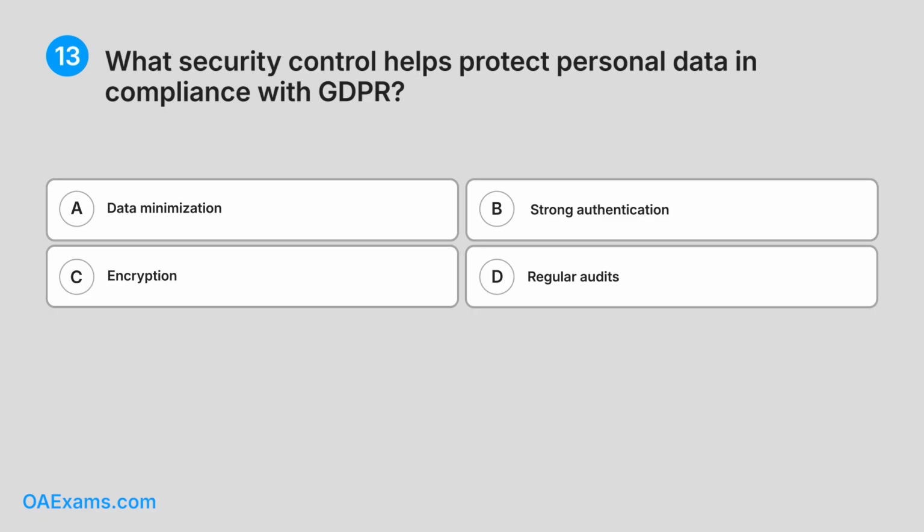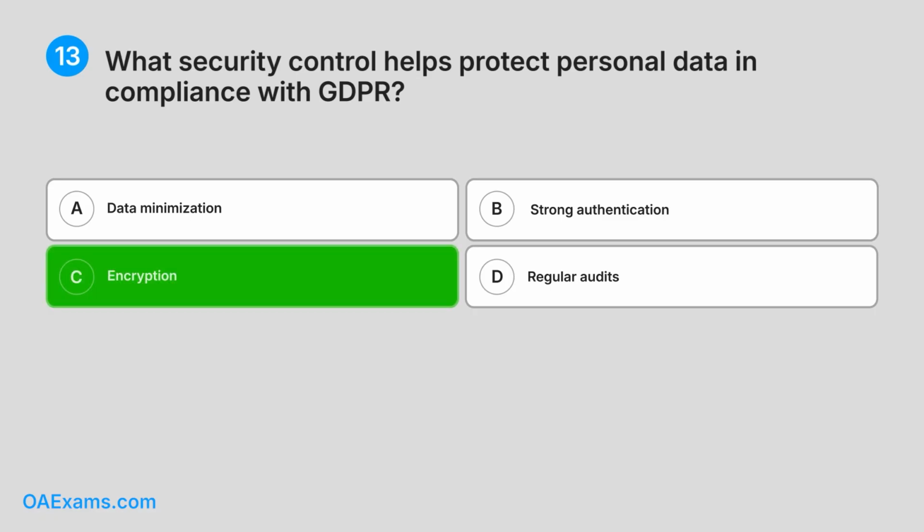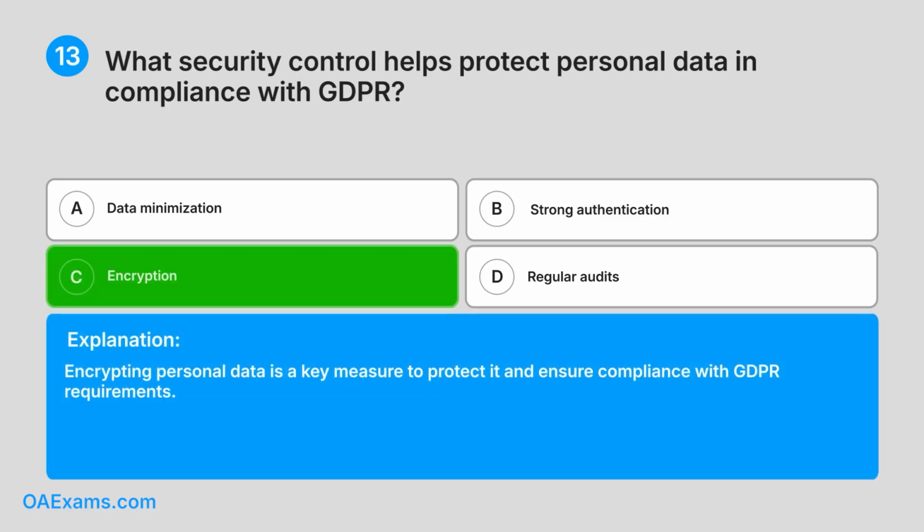Correct answer. C. Encryption. Explanation. Encrypting personal data is a key measure to protect it and ensure compliance with GDPR requirements.